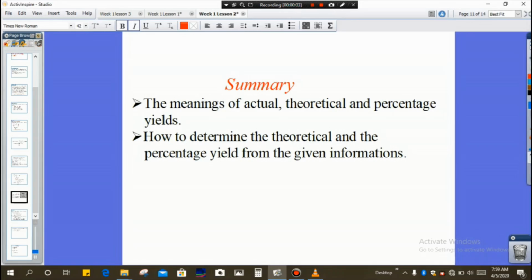Students, this is the end of today's lesson. In this lesson, we discussed the meanings of actual yield, theoretical yield, and percentage yield, and how to determine the theoretical and the percentage yield from the given information.